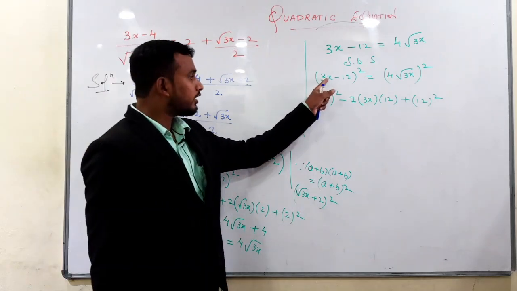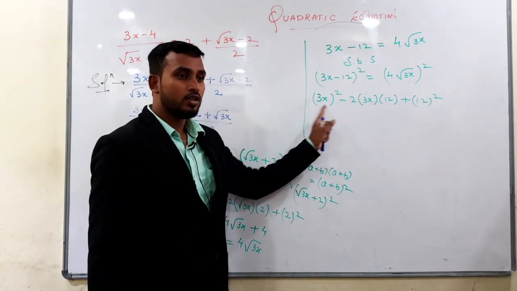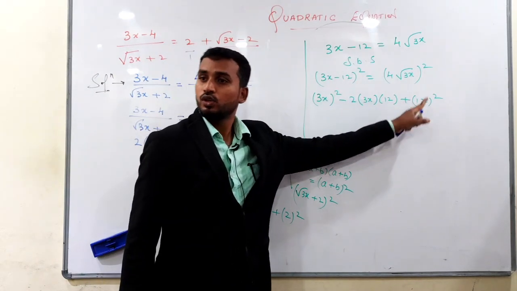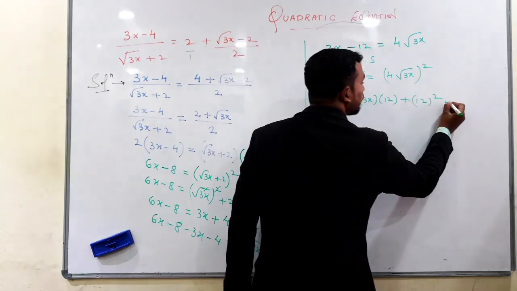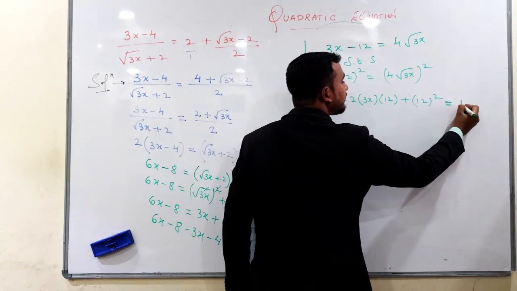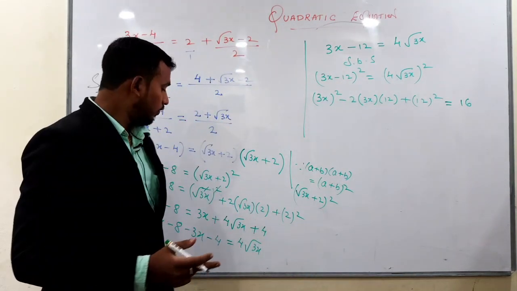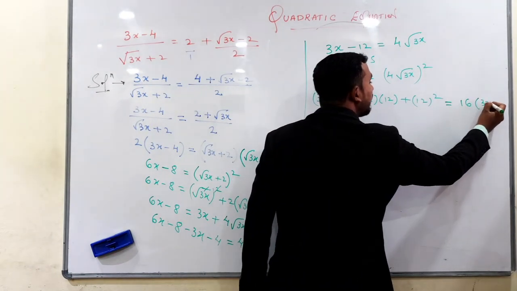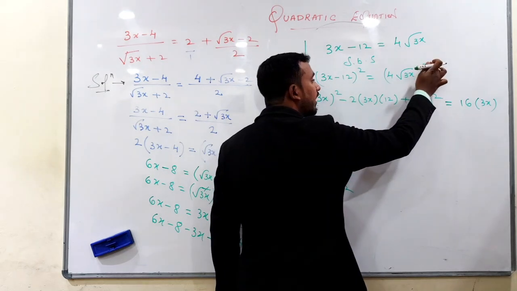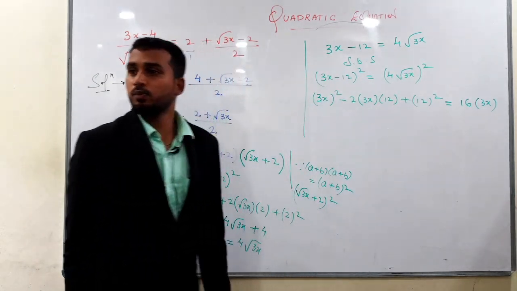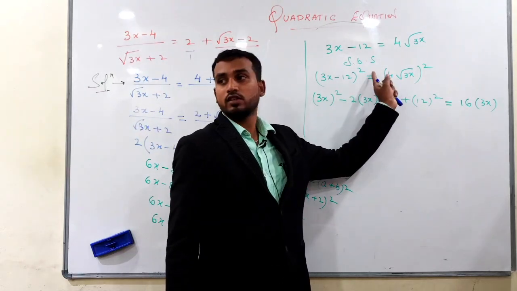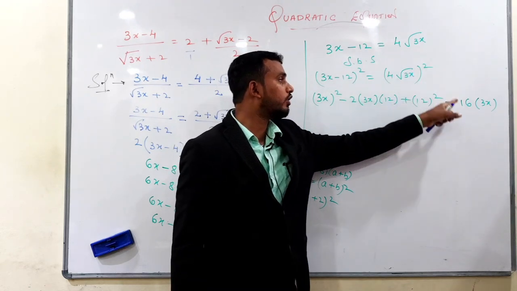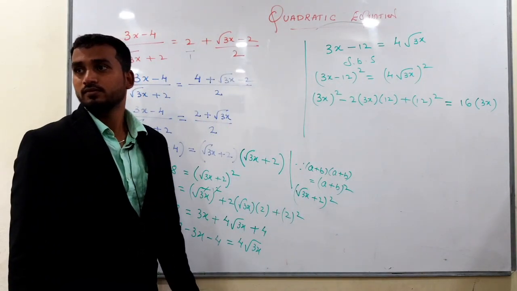Correct? 3x is a, 12 is b. A square minus 2 into a into b plus b square. B means 12, 12 whole square. That is equals to 4 square is 16. Right? 4 into 4 is 16. This root 3x whole square means it becomes 3x. Because whole square means for 4 also we have square, for root 3x also we have square. For both the numbers we have square. That is 4 square is 16. Root 3x whole square means square and square root get cancelled. The answer is 3x. Got it?